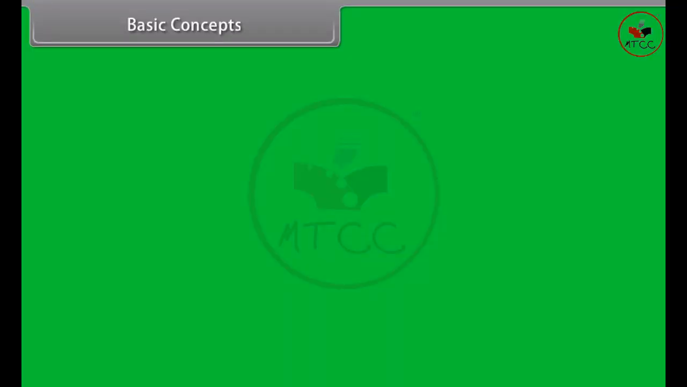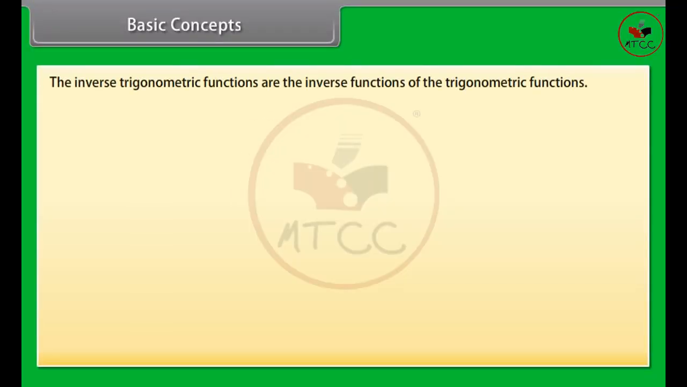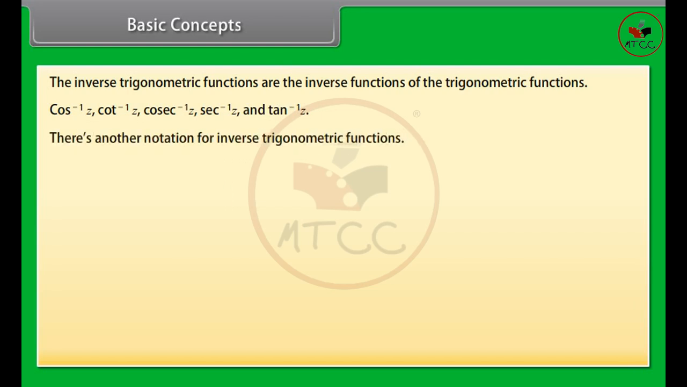Basic concepts. The inverse trigonometric functions are the inverse functions of the trigonometric functions. These are the inverse trigonometric functions. There's another notation for inverse trigonometric functions as given below. Cos inverse x is equal to arc cos x. Sin inverse x is equal to arc sin x. Tan inverse x is equal to arc tan x.